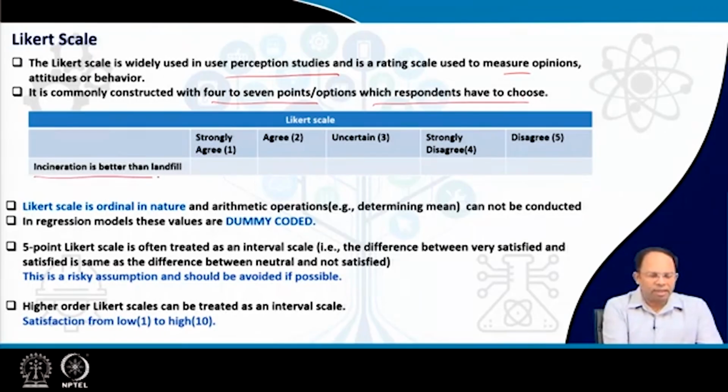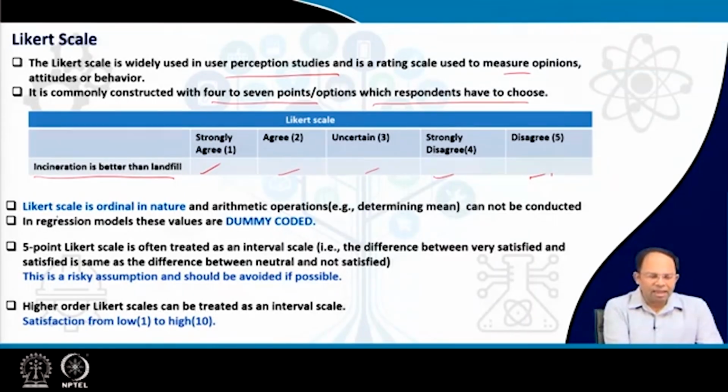I give an opinion: incineration is better than landfill. Now I can ask people's opinion about that. They may strongly agree, agree, be uncertain, disagree, or strongly disagree. So you can see that there is an order. From strongly disagree to strongly agree, there is an order. We can obviously say this is number 1 or number 5, and similarly strongly agree will become number 5 or 1 as per the order, right? So these are independent options, but at the same time there is an order in those options, right?